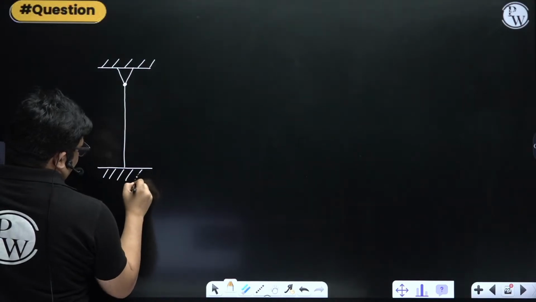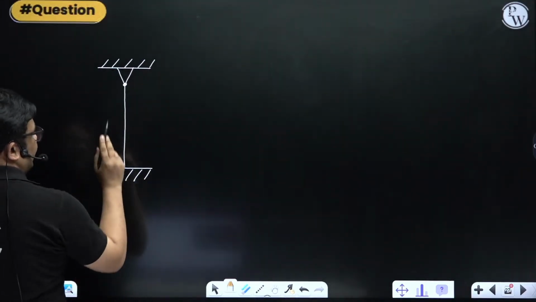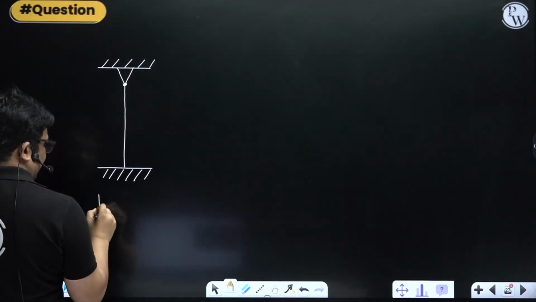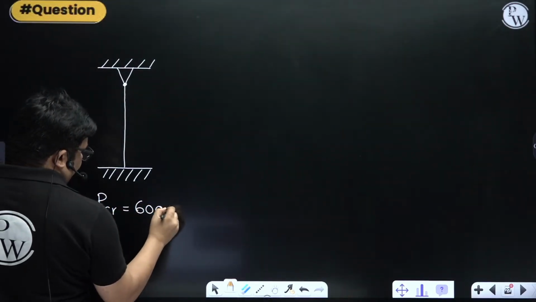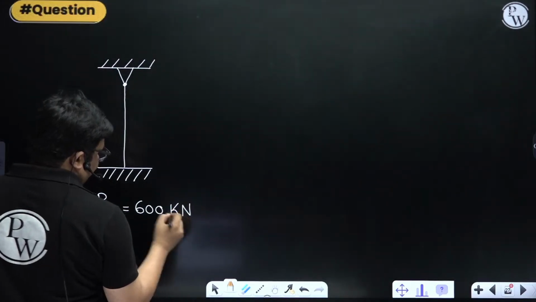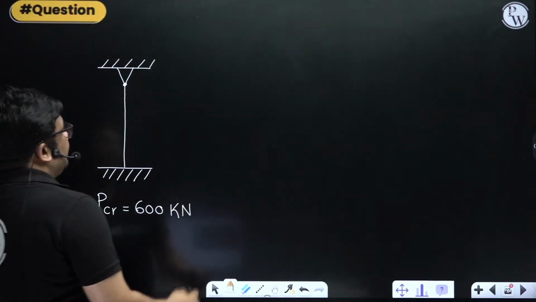Other end was fixed. One end is pinned, another one is fixed. And buckling load for this is suppose 600 kilonewton. Very good. Now what happened?